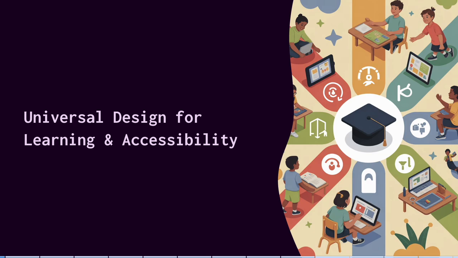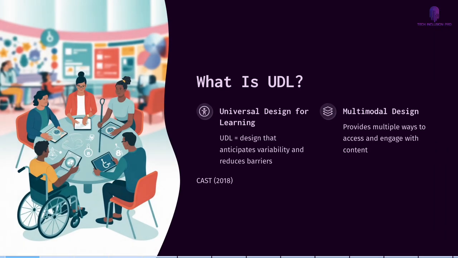In this lesson of the AI-powered design and training, we're going to talk about universal design for learning and accessibility. So, what is UDL? Universal Design for Learning is design that anticipates variability and reduces barriers as much as possible.